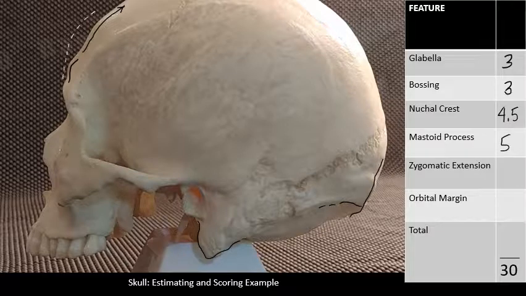The zygomatic extension, so if we find that auditory meatus right there, I'm seeing a large extension. There's no question about that. I'm confident putting a 5 in that space. As for the orbital margin, we can't see it here, but I'm going to tell you it is a 3. I do have it on a slide. I just want to fill this out, and I'll show you that in a second, so we can do our calculation.